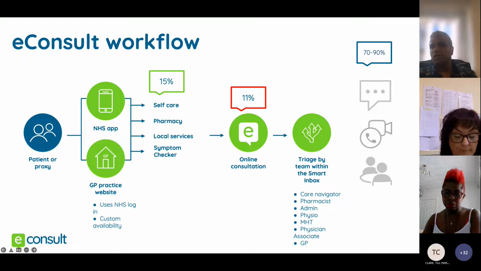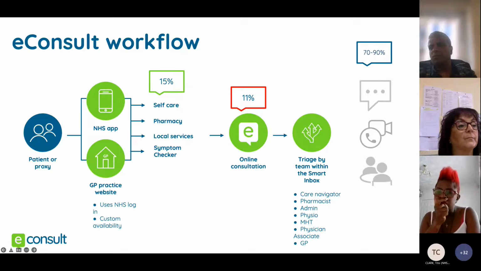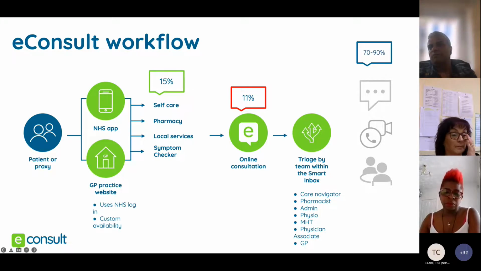And as a practice, you can determine your custom availability. Whether you choose to configure your opening hours or your capping numbers, it's completely your choice. Now, the first step for patients is we try and walk patients through self-care and signposting options. That's a mix between self-care advice, which is derived from nhs.uk, local pharmacy finder, any locally commissioned services that you may have, and a symptom checker. And we find about 15% of patients use those services and signpost themselves away from general practice.